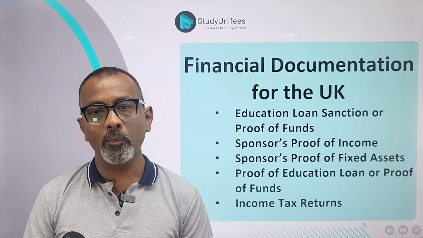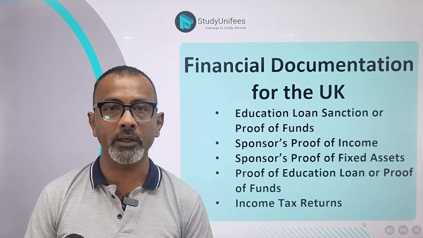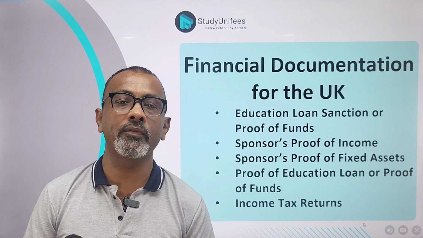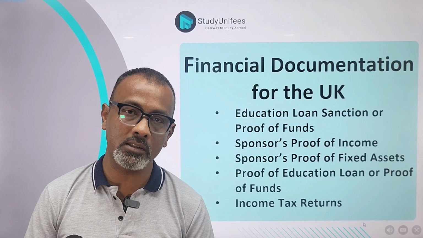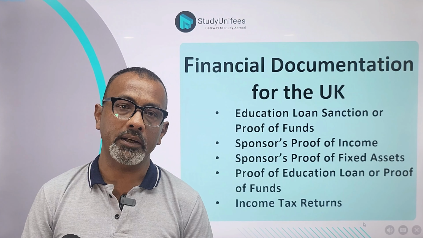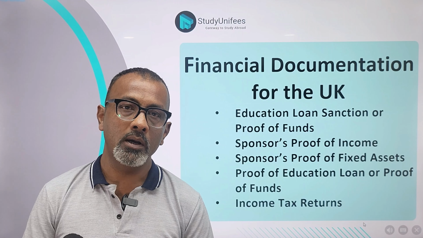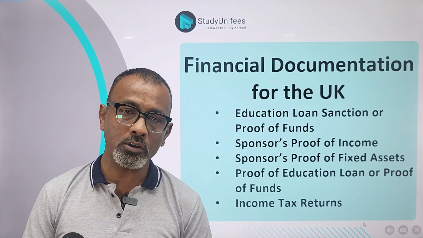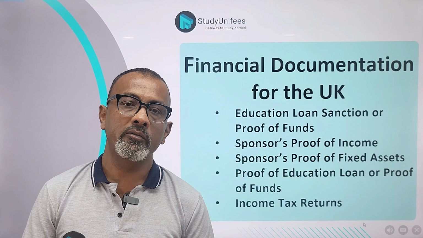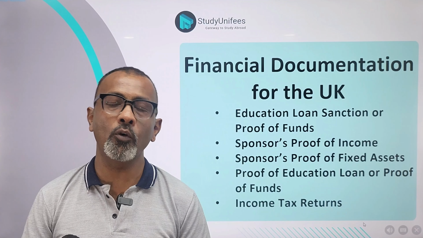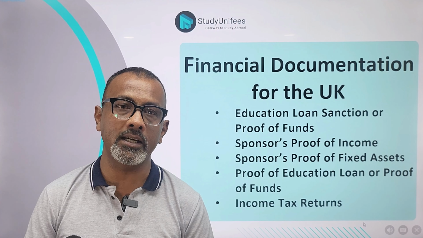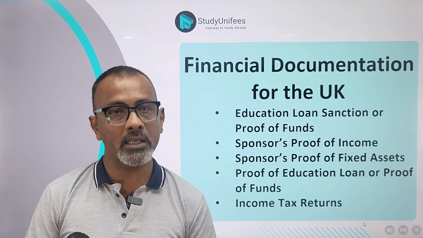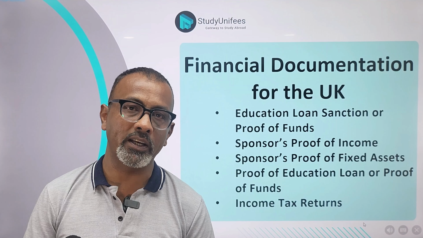Next, let's talk about financial documentation for the UK. At the time of applying for a student visa, you must have a whole list of financial documentation that we at Study Unifies recommend. Firstly, if you've taken an education loan, make sure you include the education loan sanction letter. If not, include your bank statement with a closing balance of more than 1 full year's expenses for at least 28 days. In addition, you can also include documents that demonstrate your sponsor's proof of income.